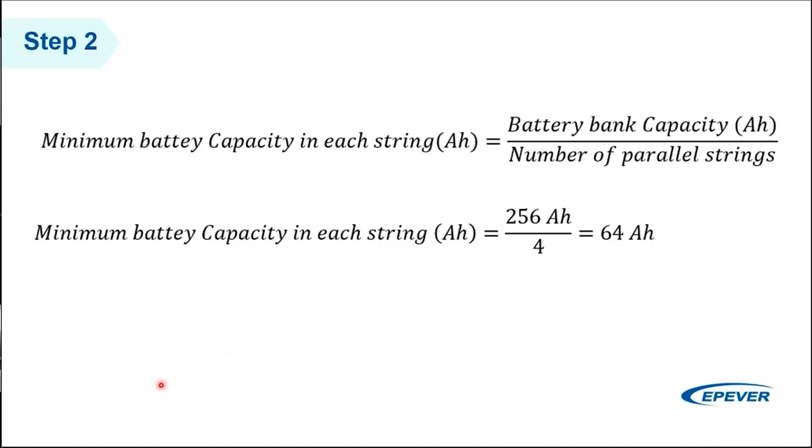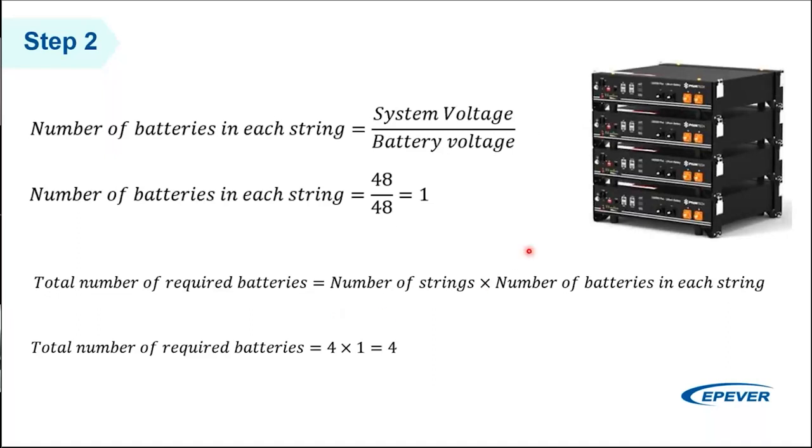So if I have 4 batteries, each one providing at least 64 amp hours, then I will meet the battery bank requirements of my system. So this is what's happening here. This is just an example of what I have.